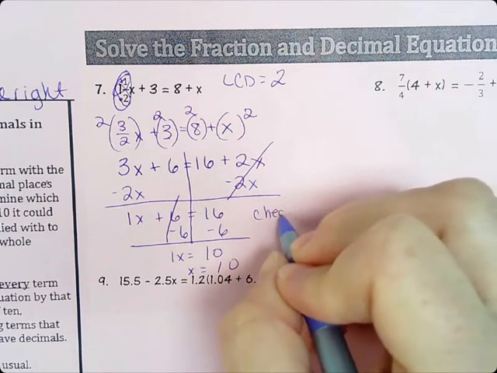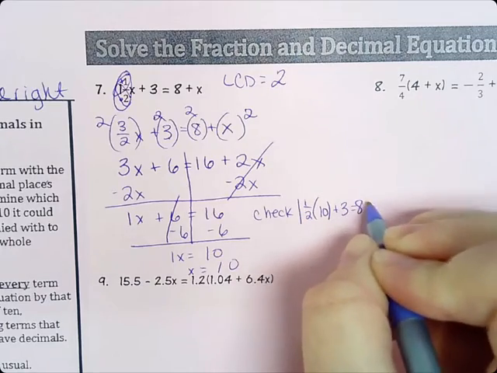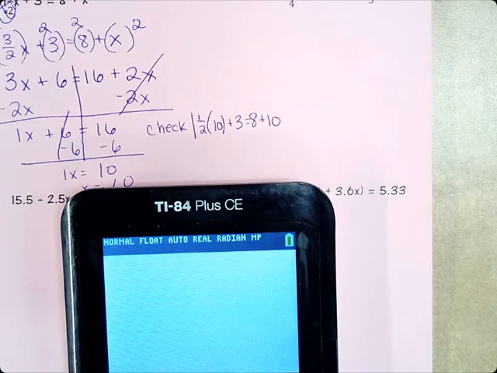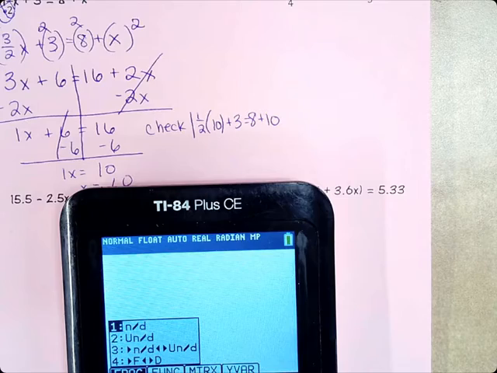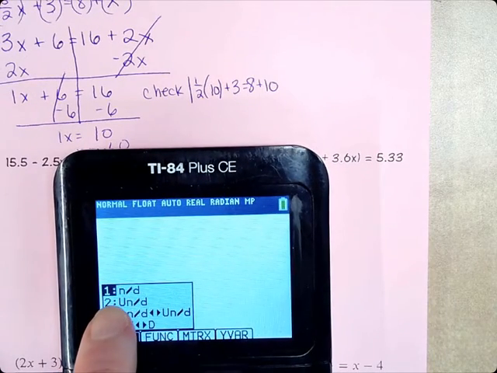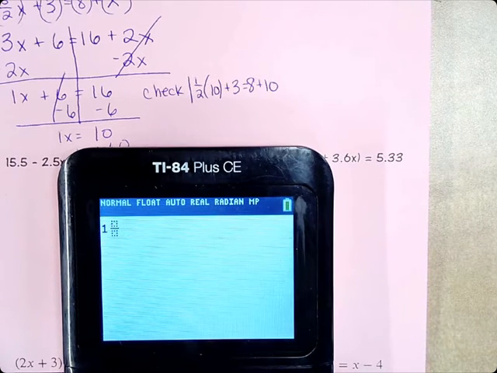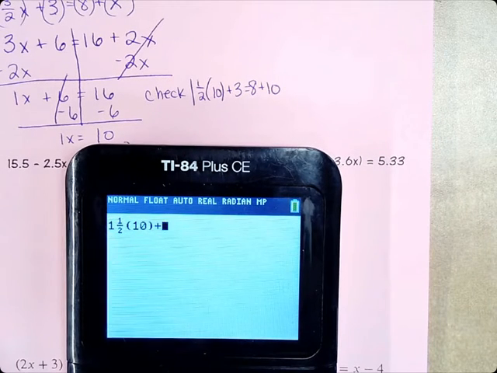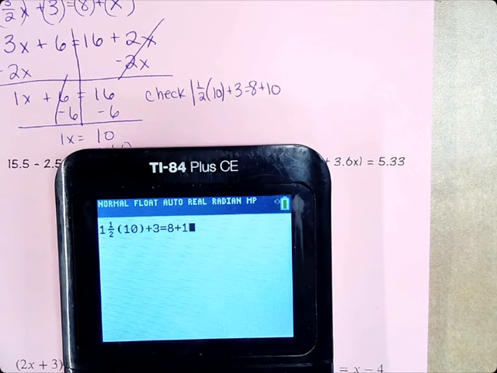And we also need to check. When we put in the 1.5, we would actually use the second one. See how it says U and then ND? So go to 2, and that's where we would put in the 1 and then 1/2 times 10 plus 3, 8 plus 10.